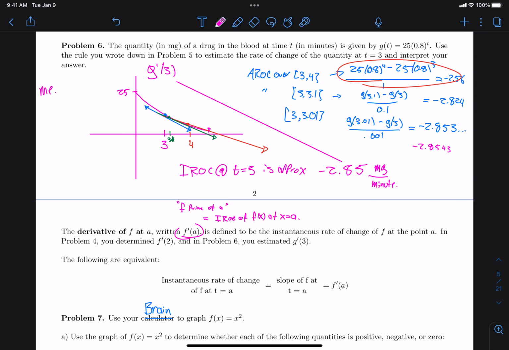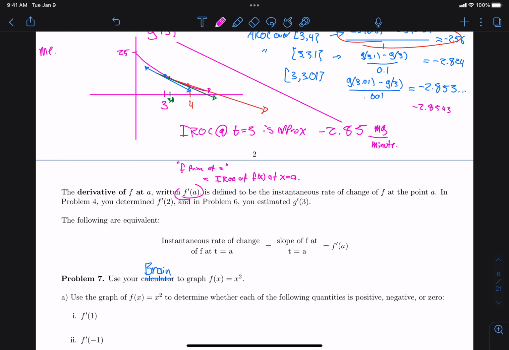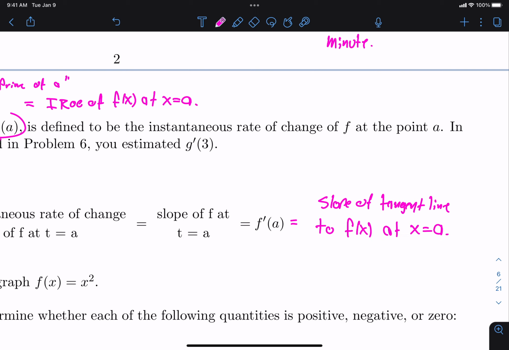Then I can tell you at that second I was looking up or down or whatever, right? Okay, so this is what the derivative is, and it basically just quantifies how fast this function is changing at a given point. So the terminology, once again, is instantaneous rate of change of f at t equals a, or sometimes we say it's the slope of f at t equals a, or we say f prime of a, or you could even say the slope of the tangent line to f of x at x equals a. That's another way you could say it, okay?